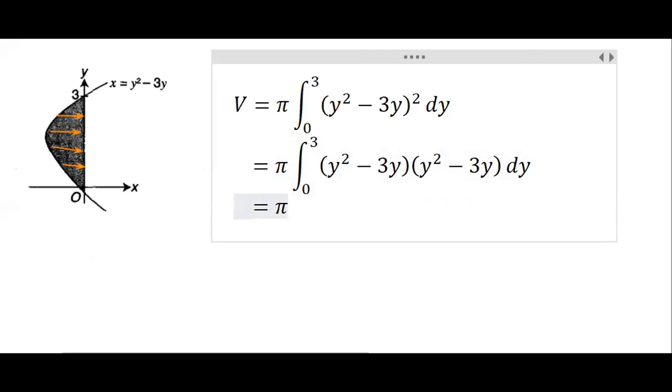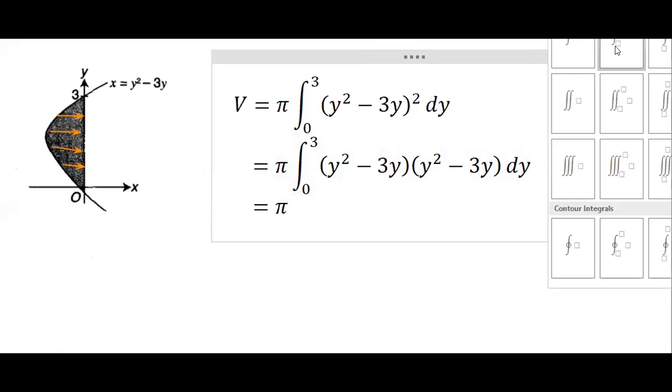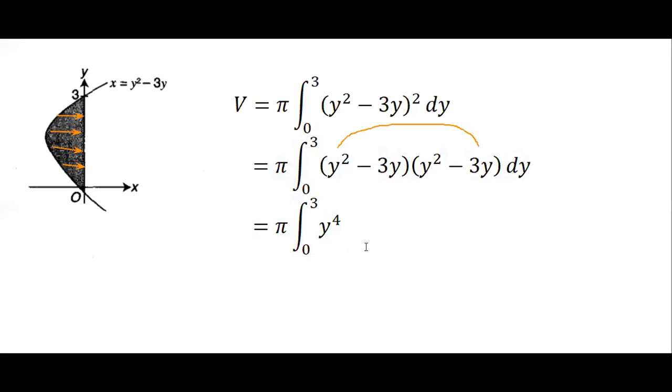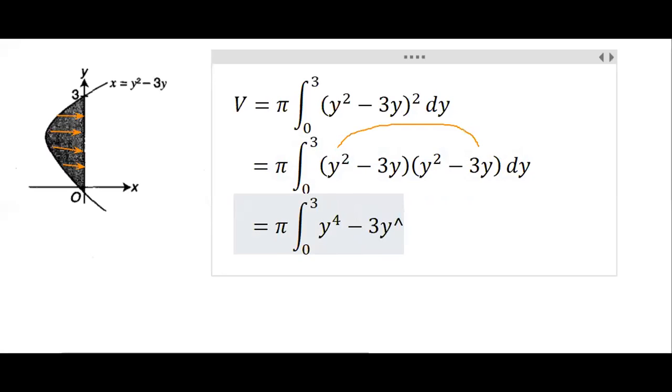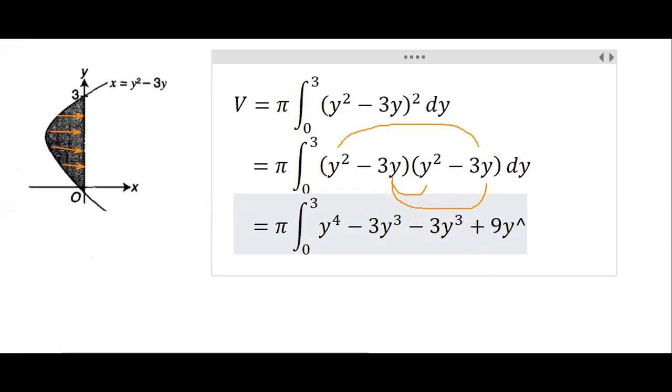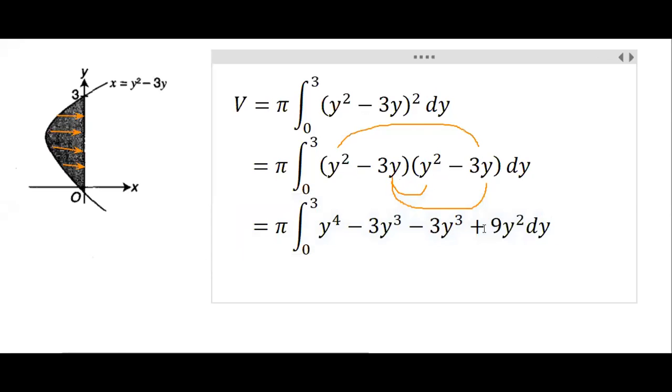Okay, so here pi. Expand y square become y4. Okay, lepas tu y square times negative 3y. Y kuasa 2 darab negative 3y, minus 3y cube. Okay, lepas tu ini negative 3y darab y kuasa 2, negative 3y kuasa 3, 3y cube. And then negative 3 times negative 3 positive 9y square. Okay, dx, dy.